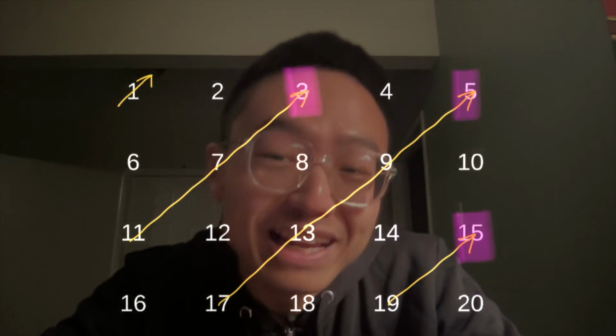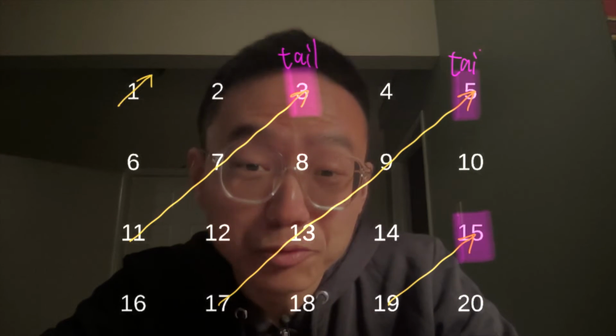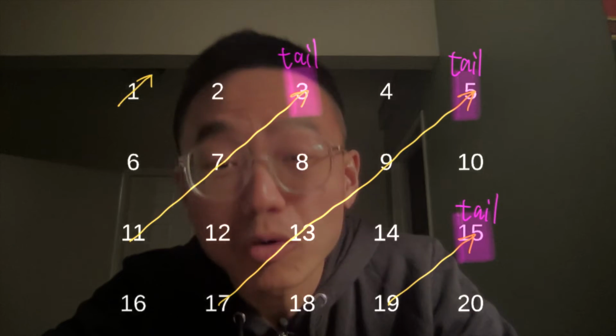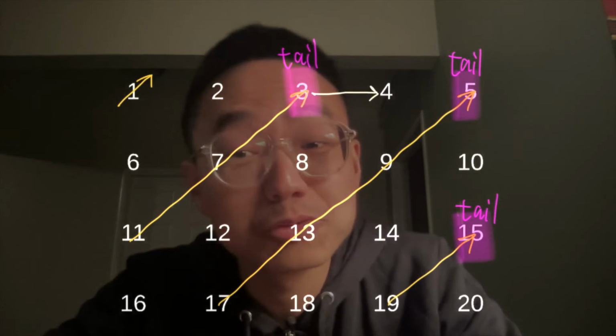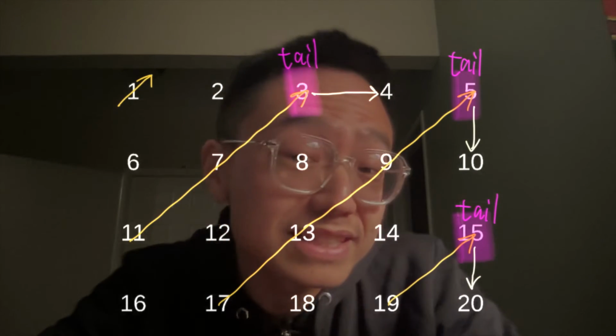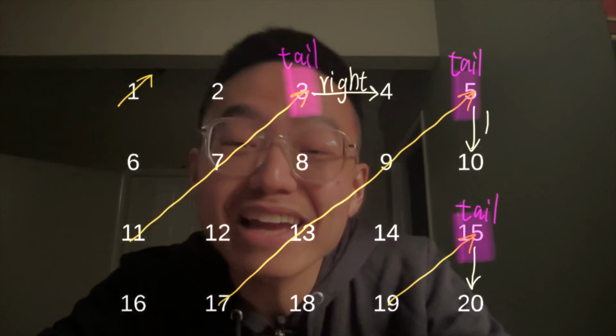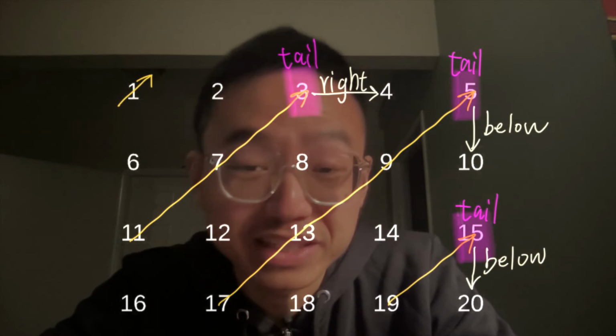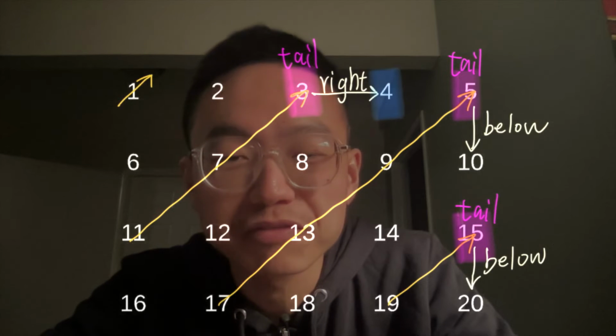When we are processing the diagonal 11, 7, and 3, the head for the next diagonal is 4, and this is the node to the right of 3. When we are processing the diagonal 17, 13, 9, and 5, the head for the next diagonal will be 10, and that's the node directly below the 5.